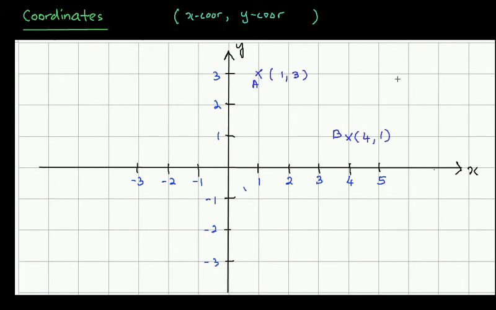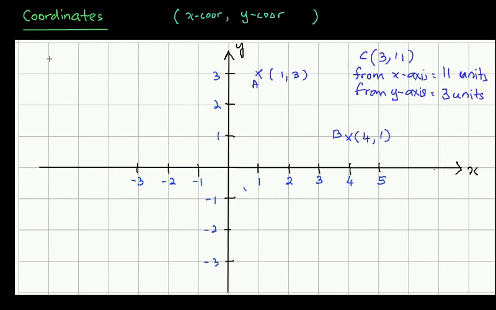Let's say we have another point C, (3, 11). How many units is point C from the x-axis? Take the y coordinate, 1 unit. Sorry, should be 11. 11 units. How many units is point C from the y-axis? 3 units.